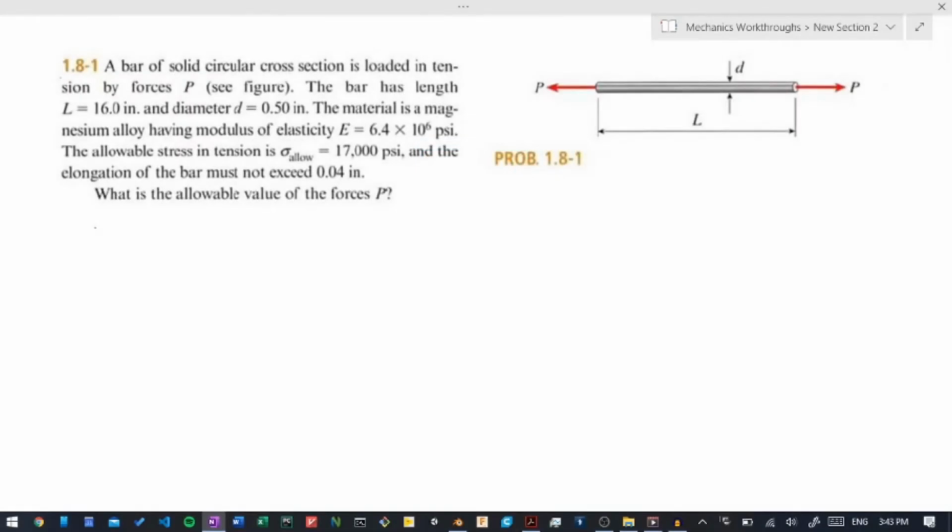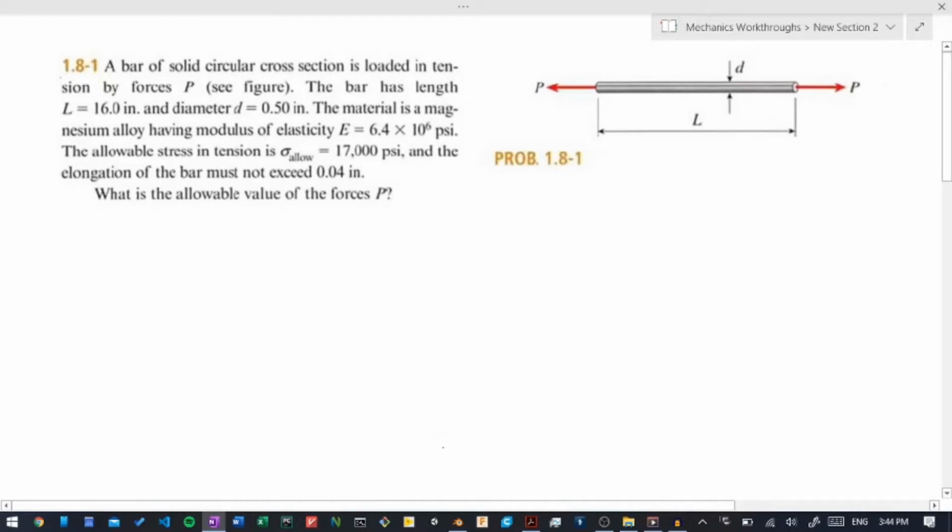Alright, so here we have a problem that says a bar of solid circular cross-section is loaded in tension by forces P. The bar has length L and diameter D. The material is a magnesium alloy having a modulus of elasticity E. The allowable stress in tension is sigma allow, and the elongation of the bar must not exceed 0.04 inches. What is the allowable value of the forces P?